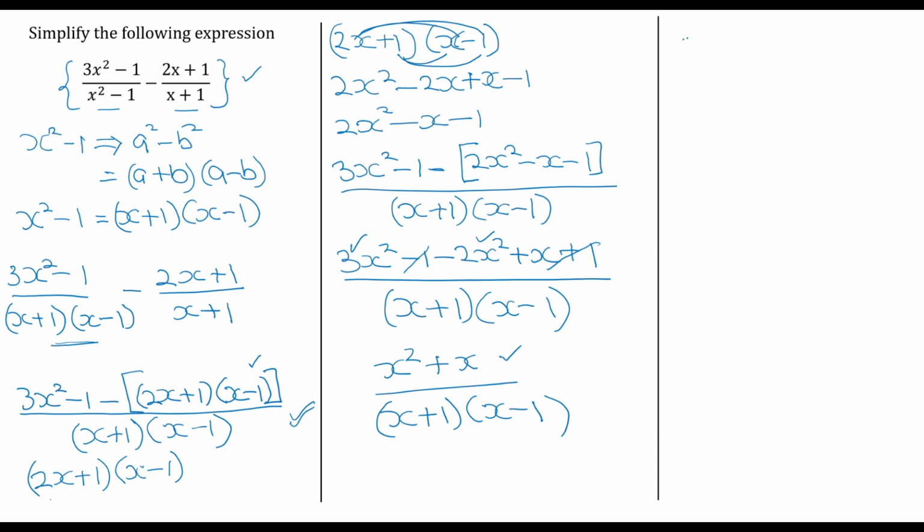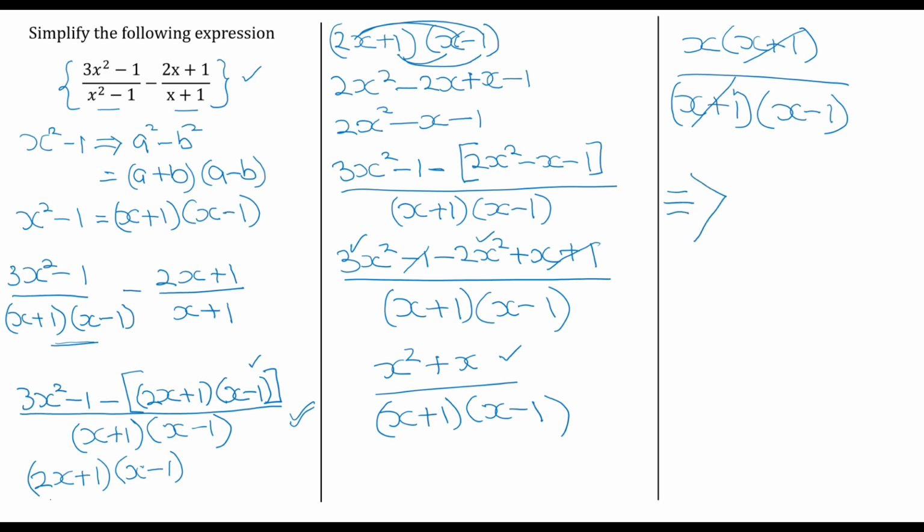So you simplify this one further. You'll factor out x because it's common, x(x plus 1) over (x plus 1)(x minus 1). This one is common, so the simplified version of this algebraic expression is x over (x minus 1) as the solution.